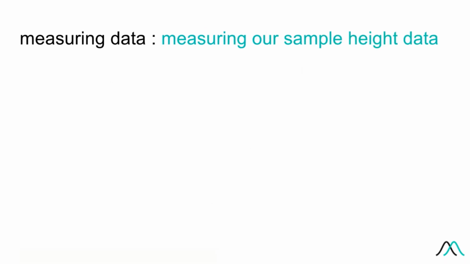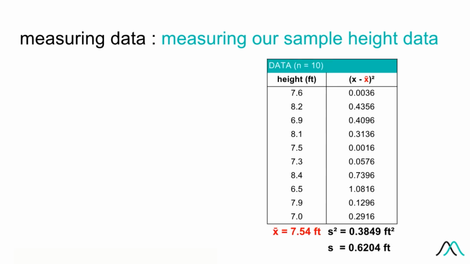Now that we understand variance and standard deviation a little more, let's revisit our sample data. In the first column, we have the original 10 observations, and remeasuring the center of our sample, we get a sample mean x bar of 7.54 feet. Now, let's measure the variance in our sample.